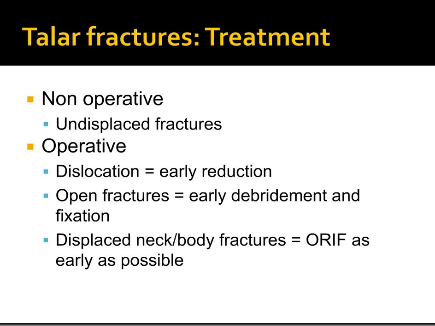So what are the options for treatment? If you have a truly undisplaced body or neck fracture, you can manage these non-operatively, but more often than not, if it's associated with a dislocation, the principle is you must reduce these early. There are good studies that show that if it is associated with dislocation, the AVN rate increases. Open fractures obviously require early debridement and fixation, and displaced neck and body fractures, as opposed to ones that have dislocated, although we try and internally fix them as early as possible, it does not seem to increase the rate of AVN if you fix them within a reasonable time.